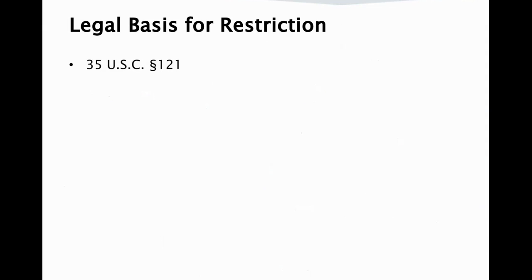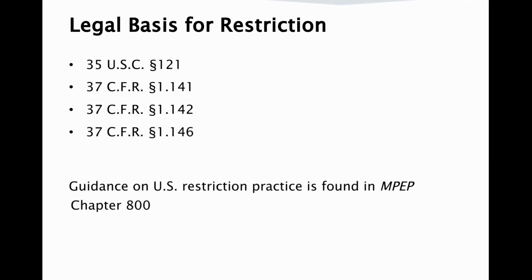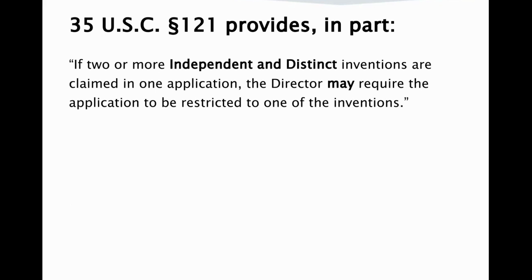The statutory basis for restriction is 35 U.S.C. 121. Relevant rules are 37 CFR 1.141, 1.142, and 1.146. Chapter 800 of the MPEP provides detailed information on restriction. 35 U.S.C. 121 provides the statutory basis for restriction. Note the requirements for independent and distinct inventions, as well as language indicating that a restriction requirement may be issued.